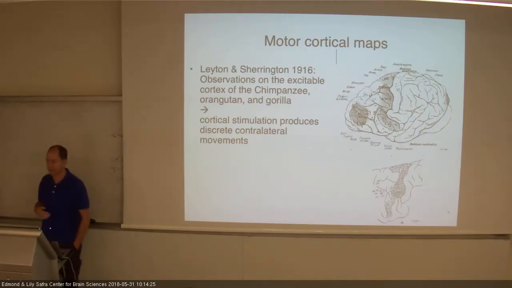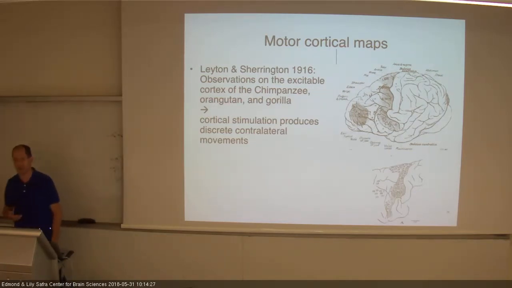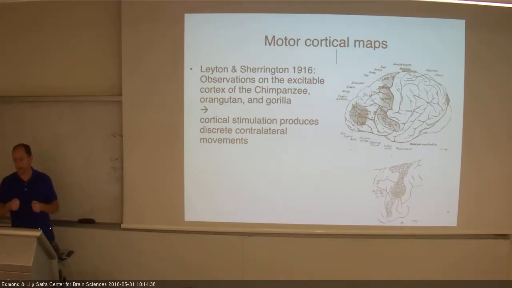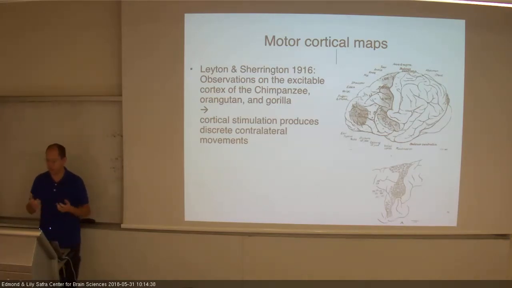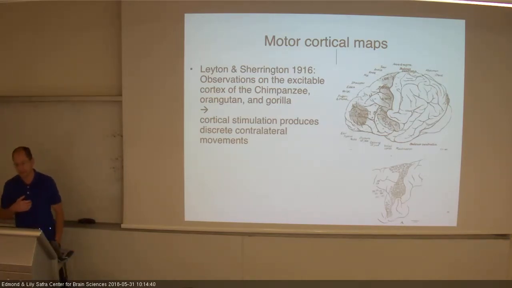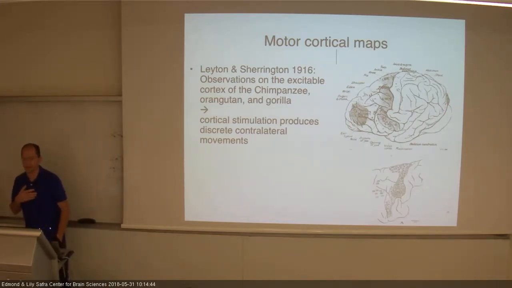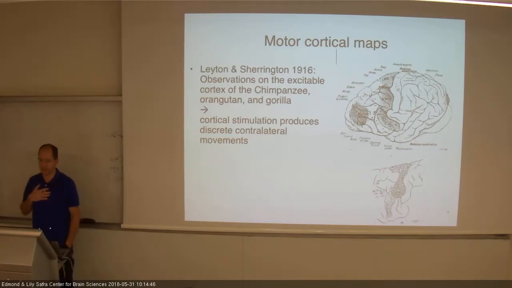And the thought was that this is reflecting some organization of the cortex, that things that are close in terms of this functional approach were also close anatomically in the brain. That was initially, and then later, and here you see a very nice experiment of Sherrington and Leyton, where they looked at the brains of monkeys.